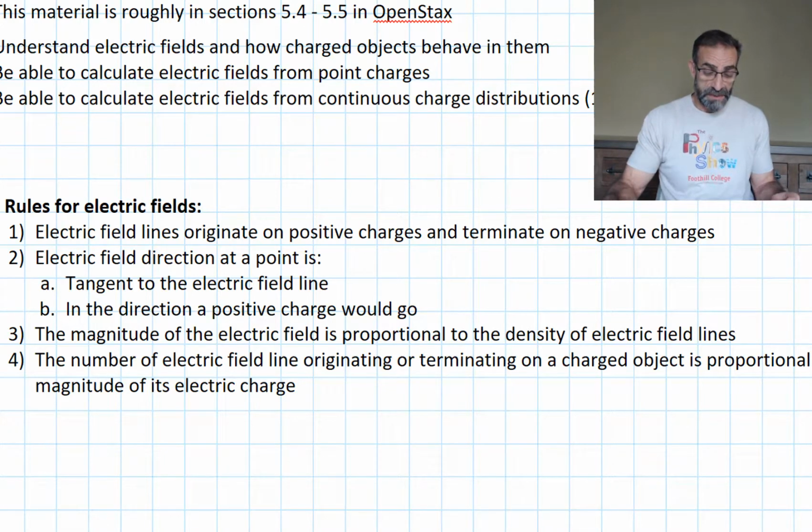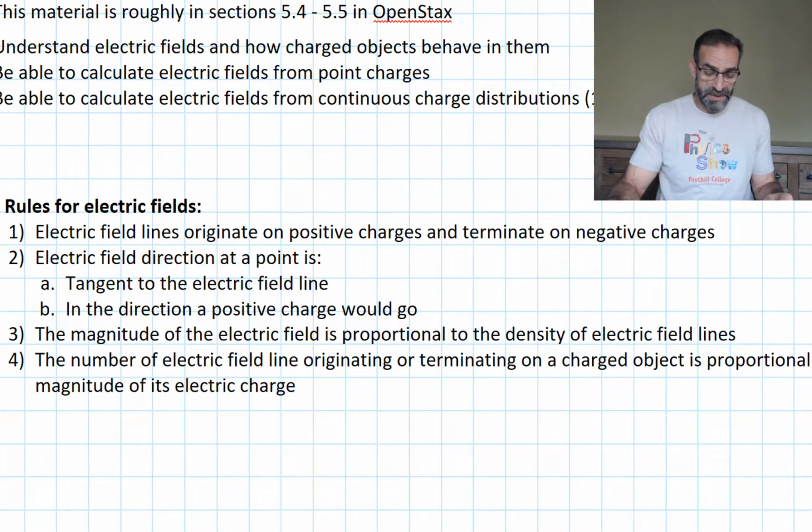Another thing to remember is that the electric field direction, in addition to pointing in the direction a positive charge would go if you put it there, is tangent to the electric field line. That's the way we draw them. The lines are continuous curves, but if you were standing at some point in space with your electric field meter, it would point tangent to that line.